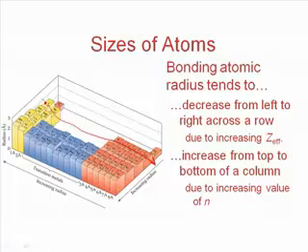As we go down a column, every time we move down one, even though the number of protons in the nucleus has increased, we've also added another whole layer of electrons. Every time we go down a column, we're adding another energy level of electrons, and that's going to dominate the size of our atom. So atomic radius gets bigger as we add layers or shells of electrons.